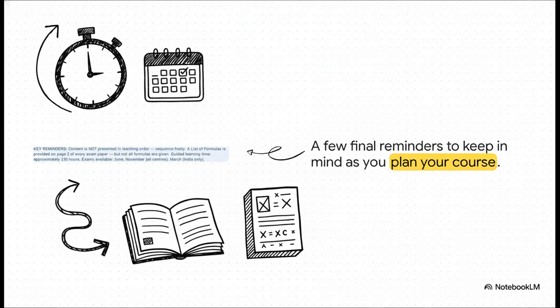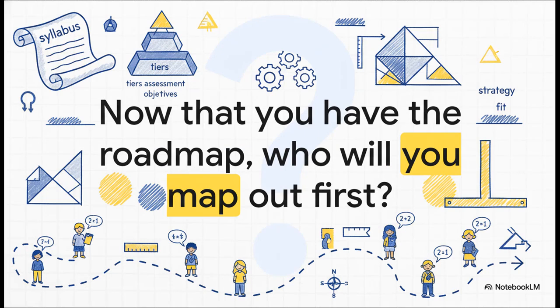And finally, just a few quick reminders to keep in your back pocket. Remember, you have total freedom in how you sequence the topics. There is a formula list provided in the exam, but it doesn't have everything on it. And the recommended guided learning time for the whole course is about 130 hours. So there you have it. We've unpacked the strategy behind the syllabus. We've seen how the structure, the tiers, and those all-important assessment objectives all click together to give you a clear blueprint for success. So the only question left is, now that you have the roadmap, which student's journey are you going to map out first?